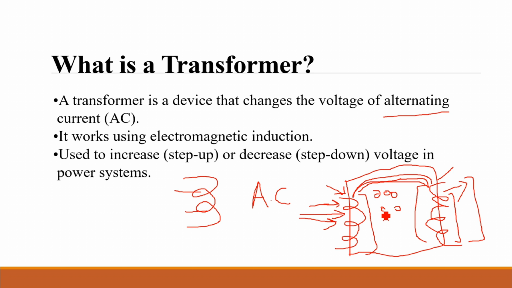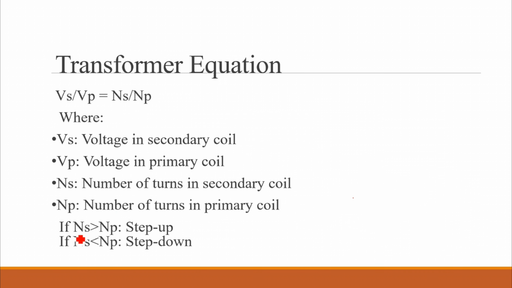So now there are two types of transformers. One is step up transformer and one is step down transformer. If the number of turns in the secondary coil, Ns, is greater than the number of turns in the primary coil, that means it is a step up transformer. That means more voltage is produced in the secondary coil. Step up means from lower to higher, like we go on stairs step by step from low step to high step.